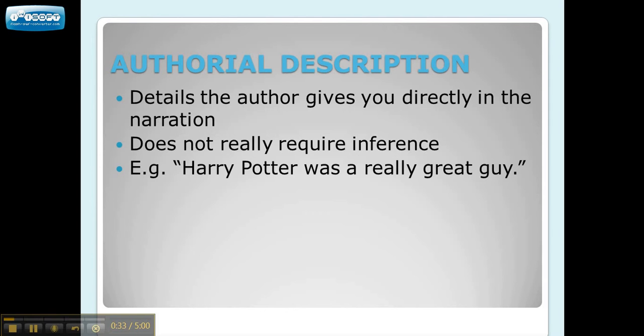When we look at authorial description, that's just details that the author gives you directly when narrating a story. It doesn't really require that we use our inference skills, we're just told how things are. Usually this happens in a third-person sort of narration. For example, if J.K. Rowling were to write Harry Potter was a really great guy, we accept that at face value. We say, okay, the author wrote that he's a really great guy, and then we agree.